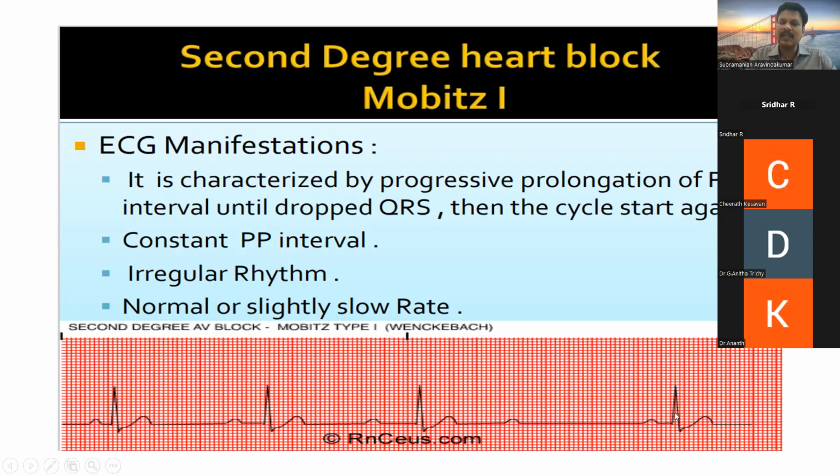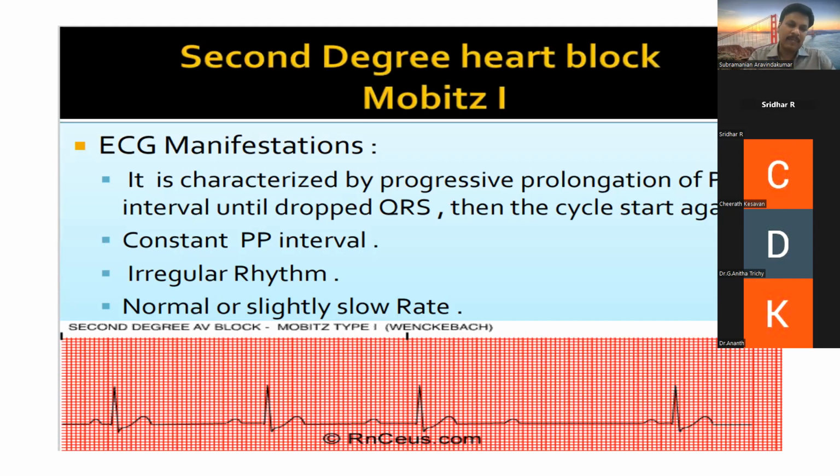See here, next cycle is the normal PR interval. See here, the first PR interval normal, prolongation of the PR interval, further prolongation, and it is a drop. So now you call it as Mobitz type 1, Wenckebach phenomenon. Now you understand Wenckebach. Here again, most of the time I see it in the inferior wall MI.